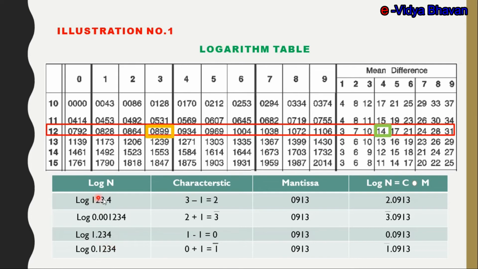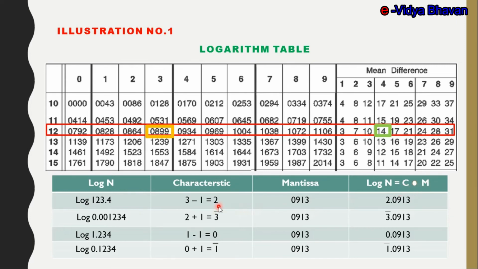So here the mantissa part will be same, and we already have studied it, that is 0913. So the mantissa is 0913 in every case. Now what is log n? Log n is equal to characteristic dot mantissa, that is characteristic decimal mantissa.